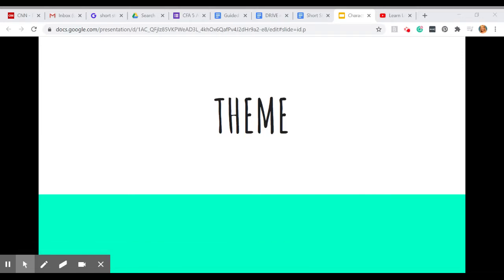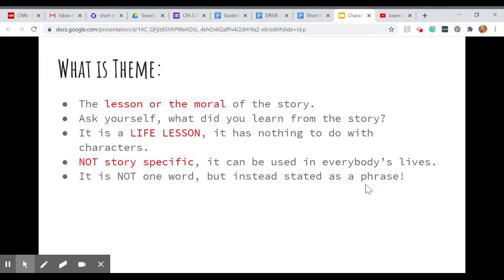Today we're going to continue on our notes that we started over characters, and we're going to talk a little bit about theme. And we've done a little bit of work on this when we did our plot structure diagram for each kindness, but we are going to get into it a little bit deeper today. So what is theme?